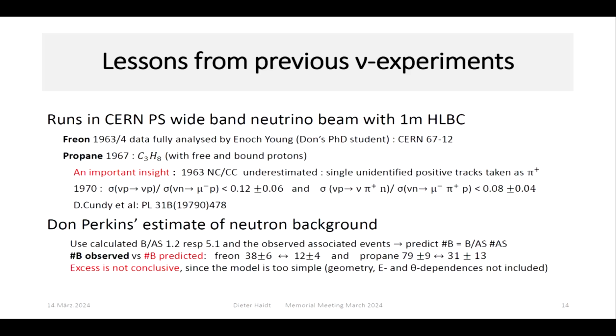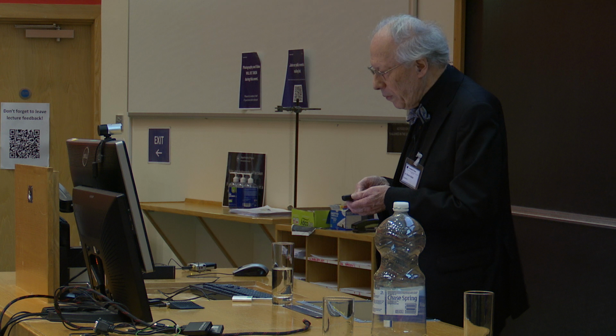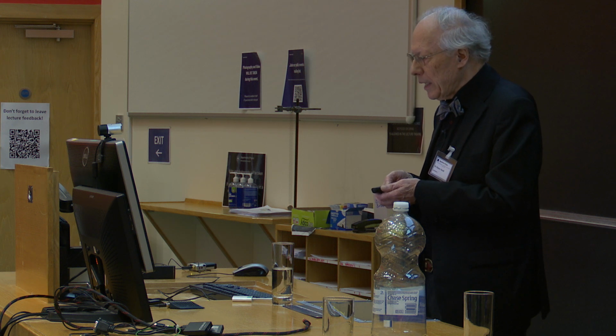Then in 1967, there was a second run with propane in the chamber. There, the advantage was that you have not only bound protons, but also free protons. And a very important insight came that the initial value of the 5% you have seen before was underestimated because single unidentified positive tracks were taken as pions. That explained very well why it is so small. So the reanalysis with all the data showed that in reality the ratio in the elastic and the one pion channel was quite big, 12 plus or minus 0.06 or 0.08 and plus or minus 0.04. This was published then in the paper by Candy et al.